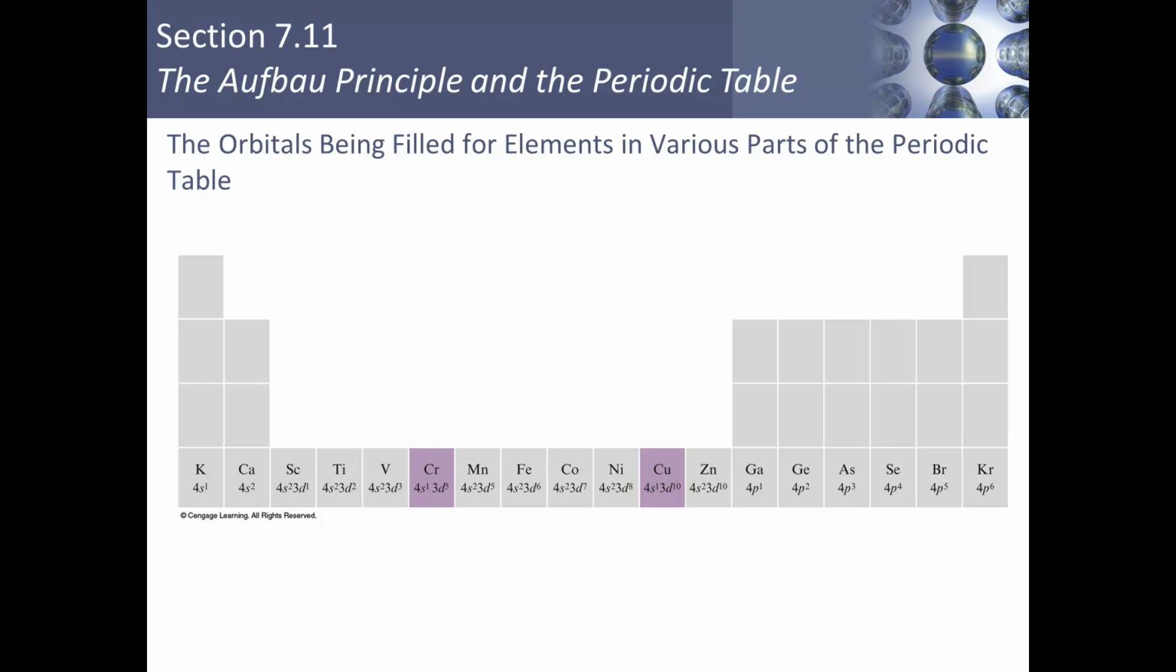Again, when we get to copper, we see 4s1 3d10. It's energetically more favorable to have a filled d shell than it is to have a pair of electrons in the 4s subshell.